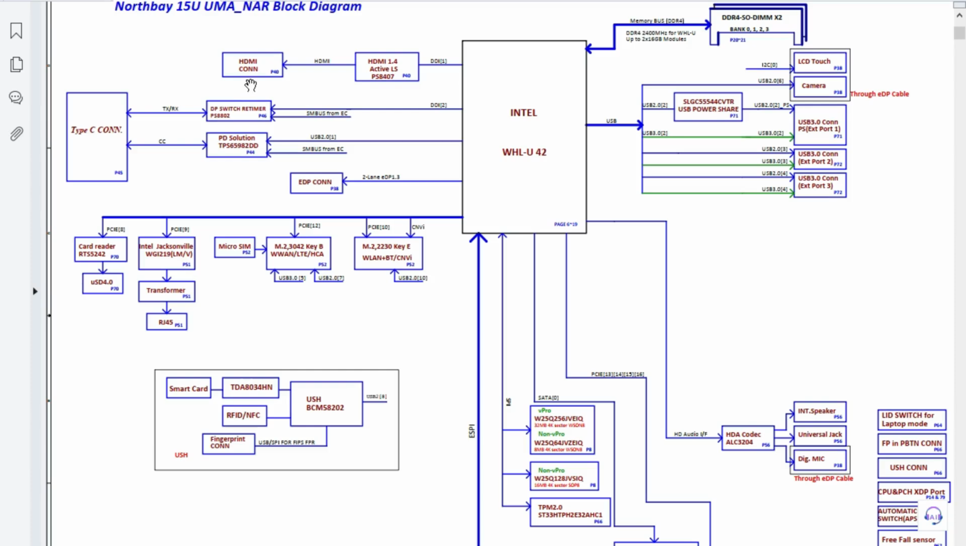And since we have the HDMI connector connected here, it means the graphic card is integrated here. And since we have the LCD touch, the USB connectors, the camera connectors and other connectors, it means the PCH, the whole circuit board, is connected. Or the PCH, meaning this laptop contains just one chipset.